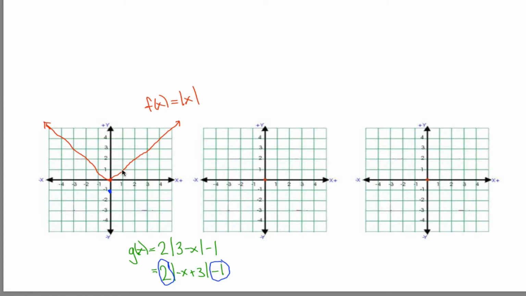1 times 2 is 2, minus 1 brings me here. If you do this for a whole bunch of points, you'll end up with a graph that looks something like this. Try to be somewhat accurate. But that's not your answer. That's just what you'd get if you applied the vertical transformations. For your answer, you'll want to apply the horizontal transformations as well.